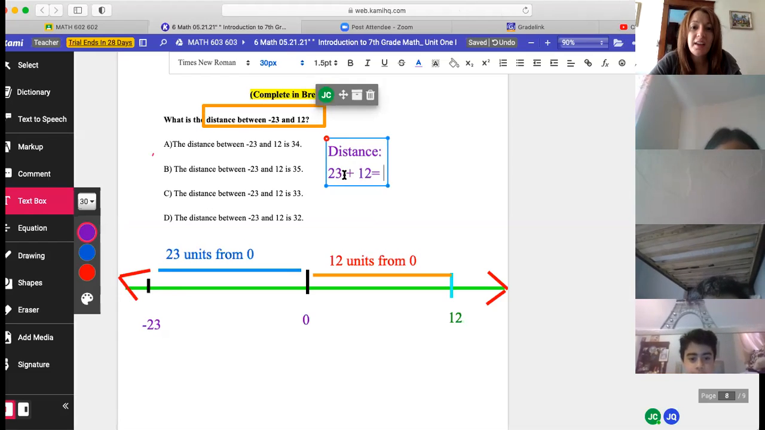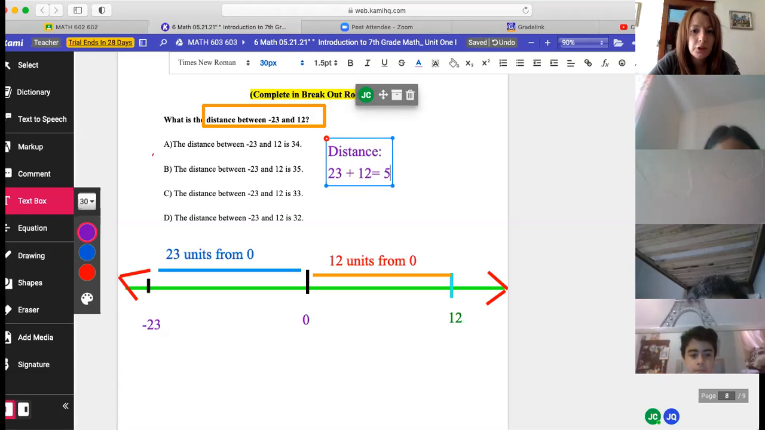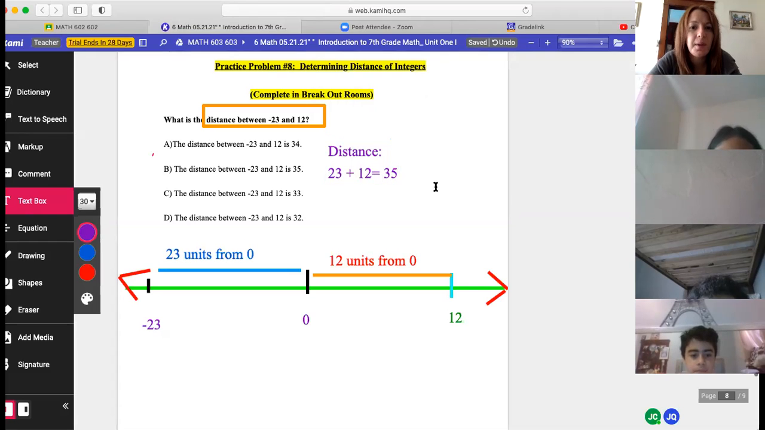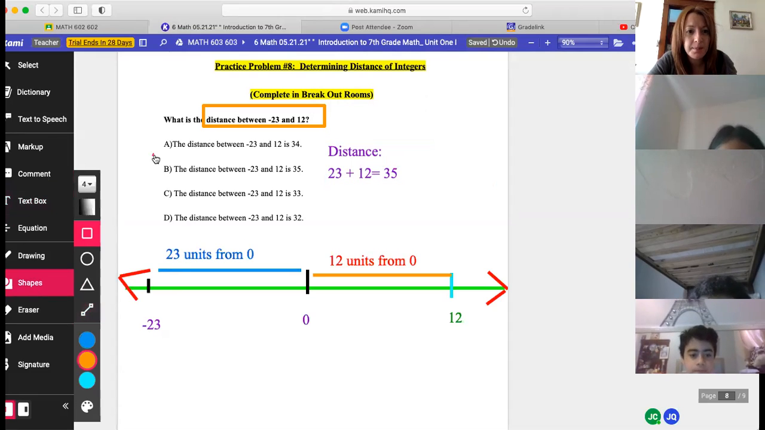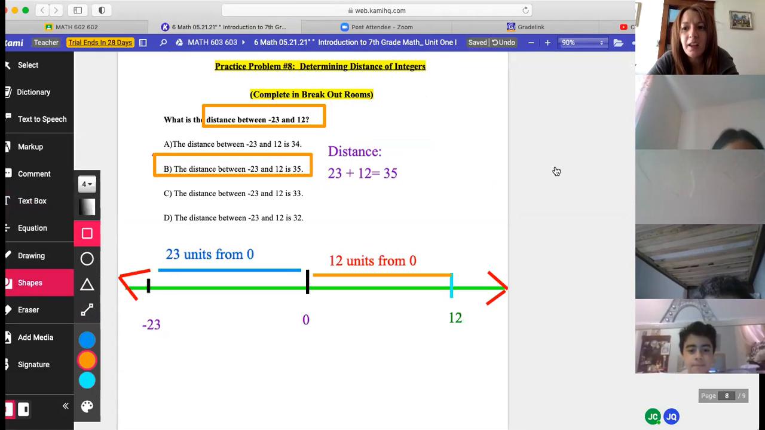So when you add 23 plus 12, Shay, what do we get? That's easy. Come on, 23 plus 12? 35, she said. So what answer should we pick, A, B, C, or D? Your student response person will read the answer that you pick. She said B. Yes, she is correct. Muy bien. Thank you for the teamwork on that problem.